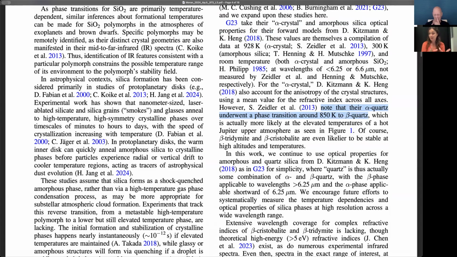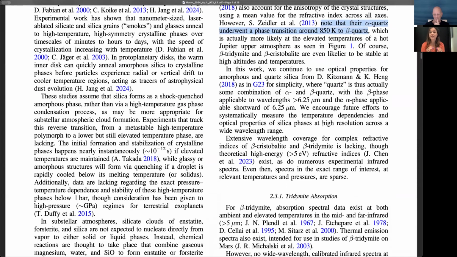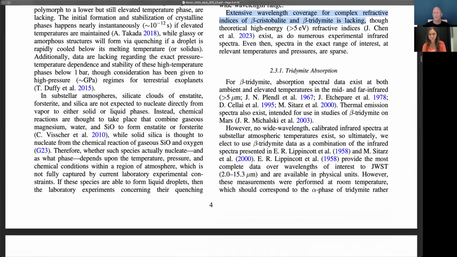And so I had quartz, had the amorphous silica, and then I had to go and find something to use for beta tridymite and beta cristobalite. And so then I kind of just went in order. I started looking for tridymite. There are a handful here that are listed.